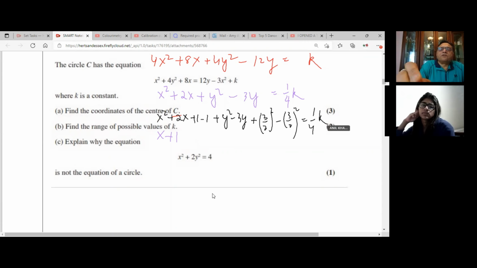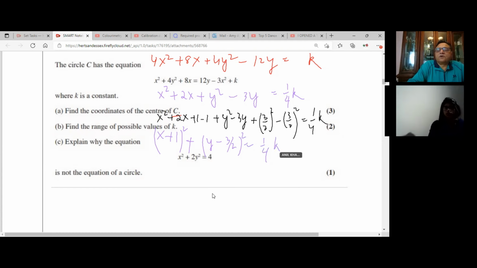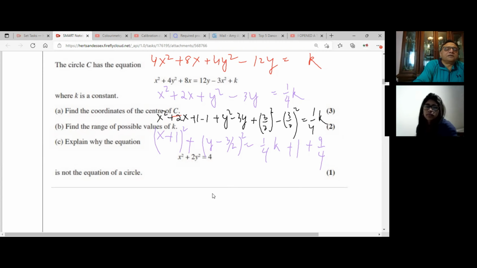So that gives me x plus 1 whole squared, and you could take this one on the other side also. Plus, as far as y is concerned, we get y minus 3 by 2 whole squared. And on the other side, we have 1 over 4k, plus 1, and then this 9 over 4. So as far as the center is concerned, you found the center to be minus 1 and 3 by 2.